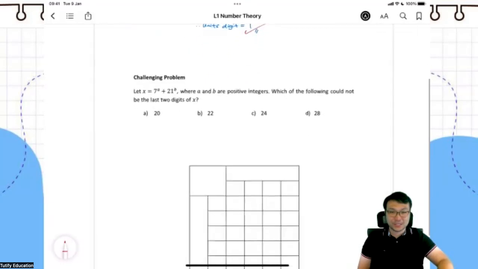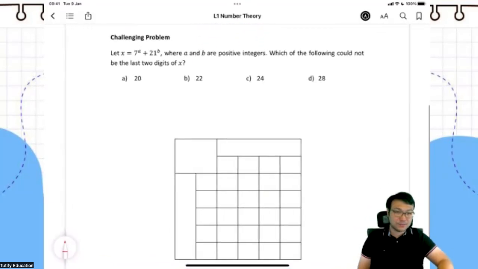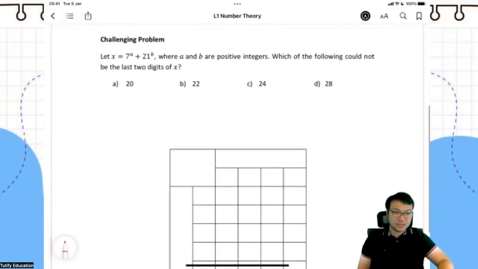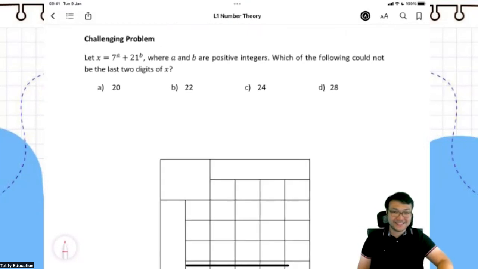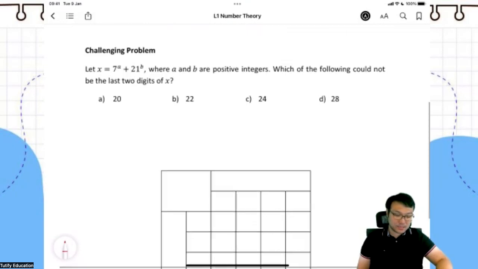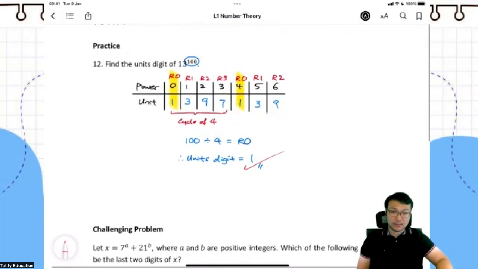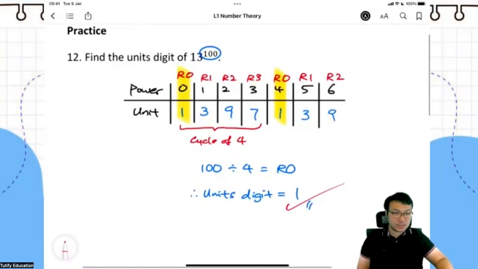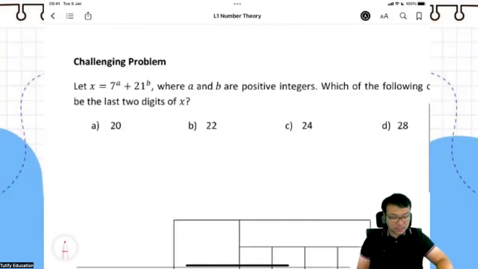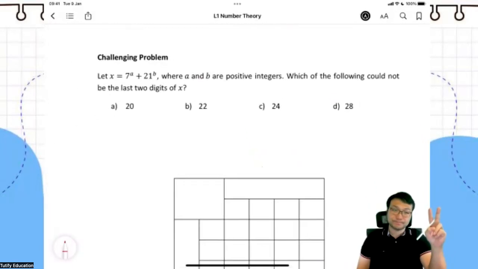Okay, now it is time for the challenging problem, and it looks very intimidating, right? You have an X, you have an A, you have a B. Students, don't be surprised. This question is actually a little bit similar to what we have just done. What we have just done is to find the units digit, the last digit. Over here, they're asking you for the last 2 digits.